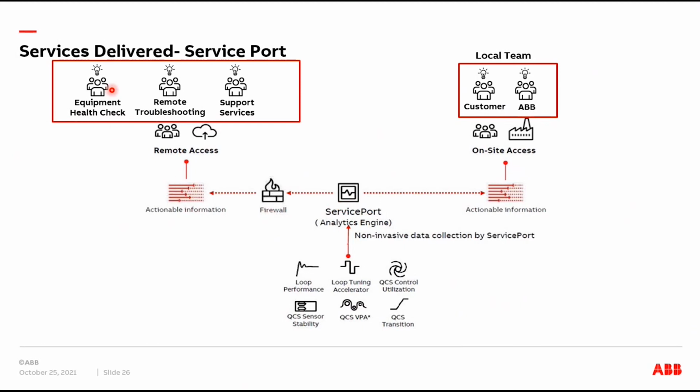If there is a global team, they will be able to see the track rule in case of any problem, and there will be a local team, like the customer and ABB, who have on-site access to the service port dashboards and analytics engine. They will get the proactive alerts and will be the first to be notified. If the problem needs attention from the global expert, it can be reached easily and the details can be shared with the global expert for support services and remote troubleshooting.